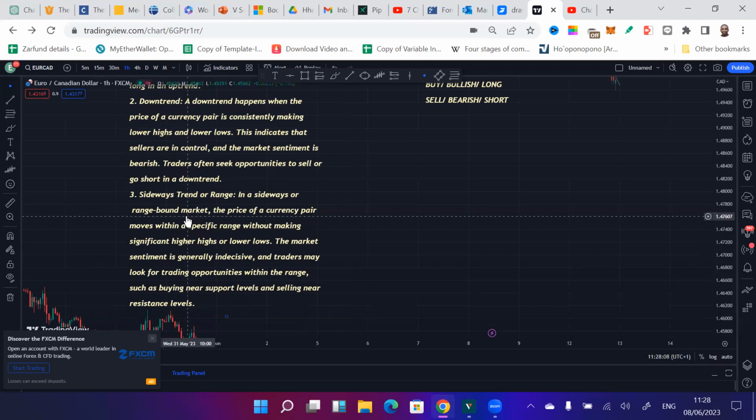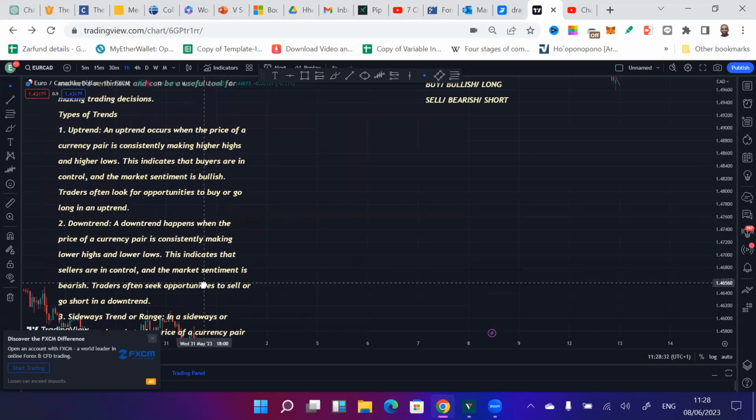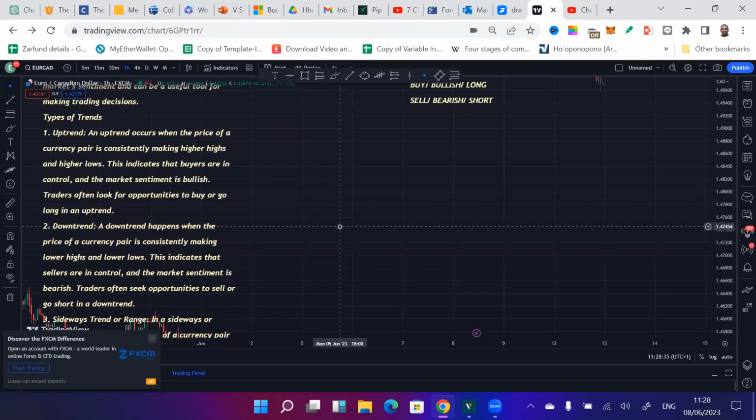In a sideways or range-bound market, the price of a currency pair moves in a specific range without making higher highs and higher lows. Okay, we'll get there soon. The market sentiment is generally indecisive, and traders may look to trade opportunities within the range, such as buy near support and sell near resistance. So let's explain this right now. In an uptrend, what are we doing? We said we are consistently seeing higher highs and higher lows. So let me show you what a higher high and higher low is.